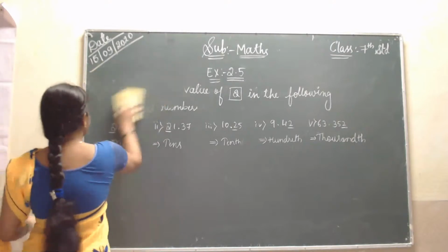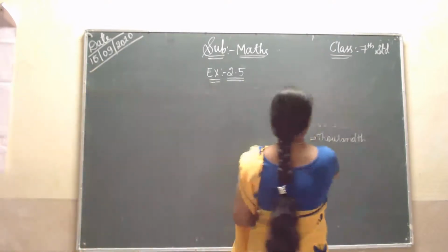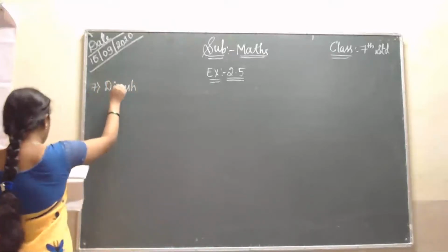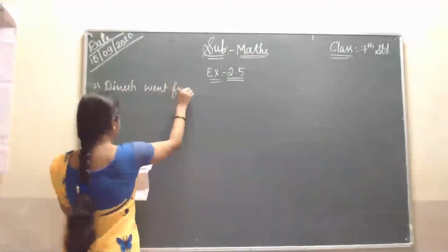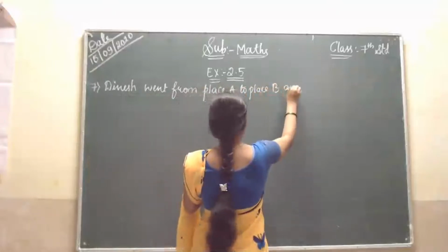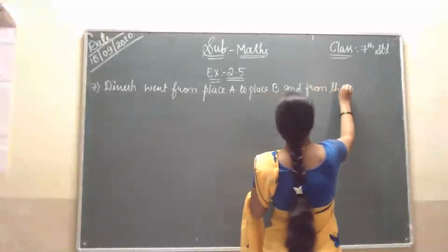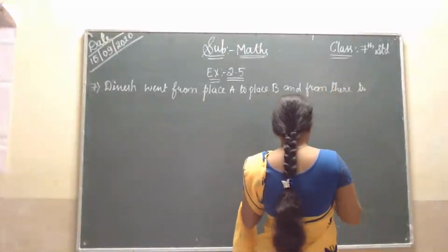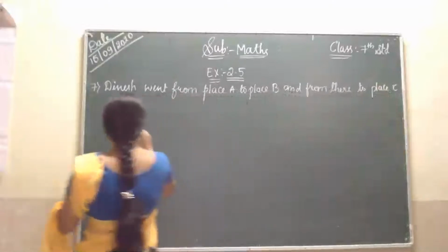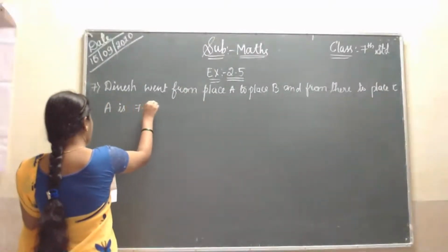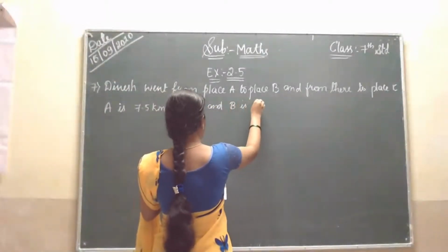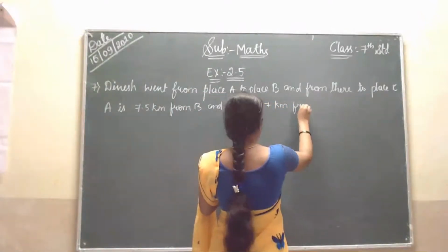Now, seventh question. Dinesh went from place A to place B and from there to place C. A is 7.5 kilometers from B and B is 12.7 kilometers from C.